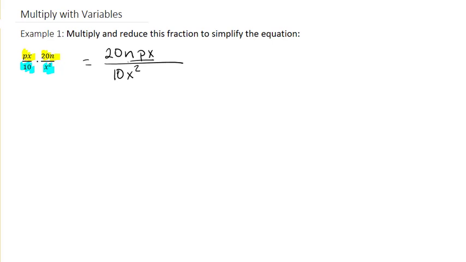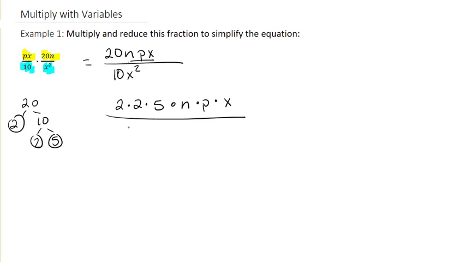So we have 20. Let's break that down into 2 and 10, and that can be broken down into 2 and 5. And so then we have 2 times 2 times 5 times n times p times x on the top. And then on the bottom we have 2 times 5. And then we have x and another x, as we have x squared as indicated by this exponent.